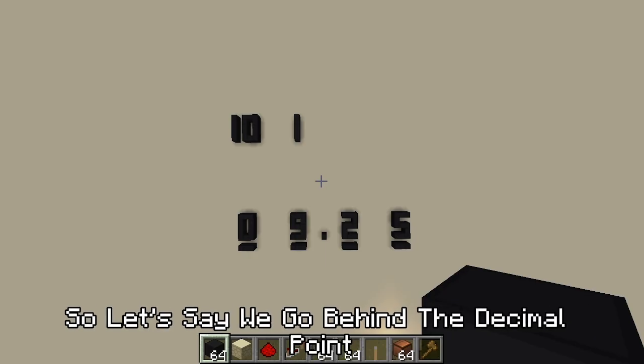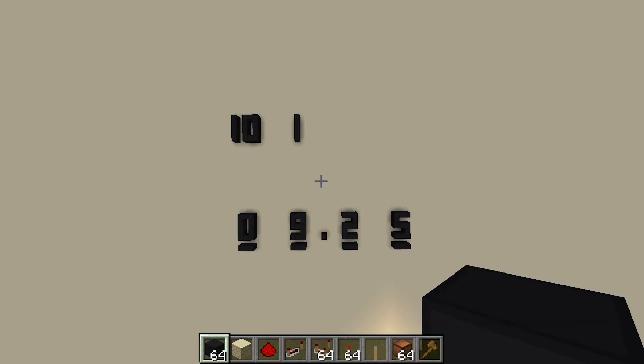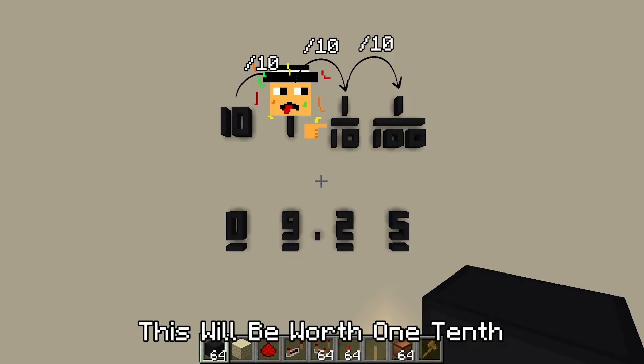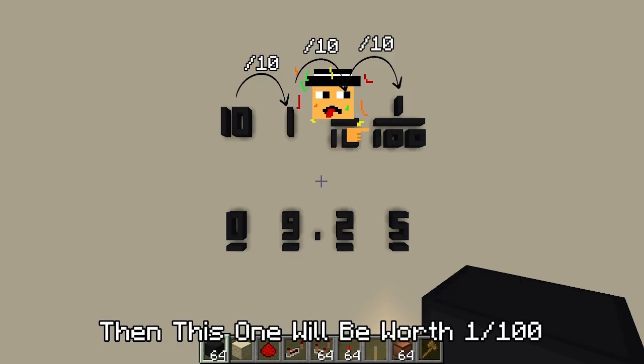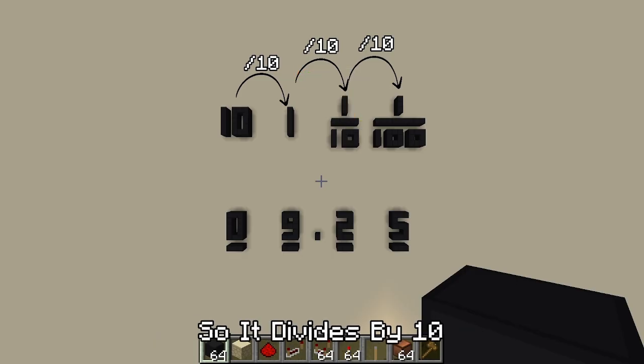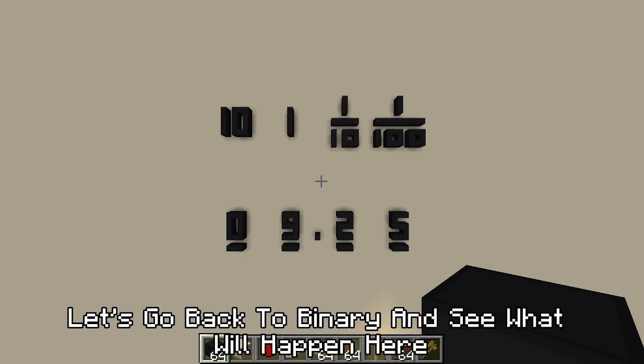So let's say we go behind that decimal point. This would be worth 1/10. Then this one would be worth 1/100. So it divides by 10. Let's go back to binary and see what will happen here.